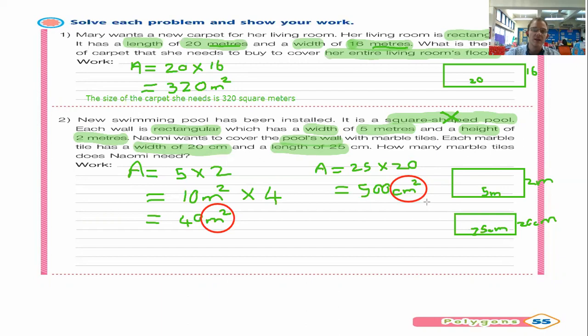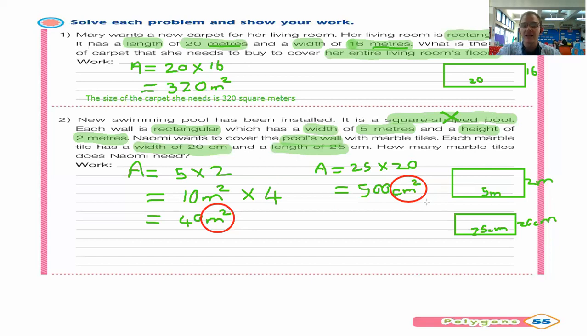The area of all 4 walls equals 40 square meters. So we know that in mathematics, we cannot use numbers with different units. So if you're working with meters, we have to work with meters. Or if you want to work with centimeters, we have to work the whole thing in centimeters. So the first thing we have to do is convert either the area of the 4 walls to centimeters, or the area of 1 tile into meters squared.